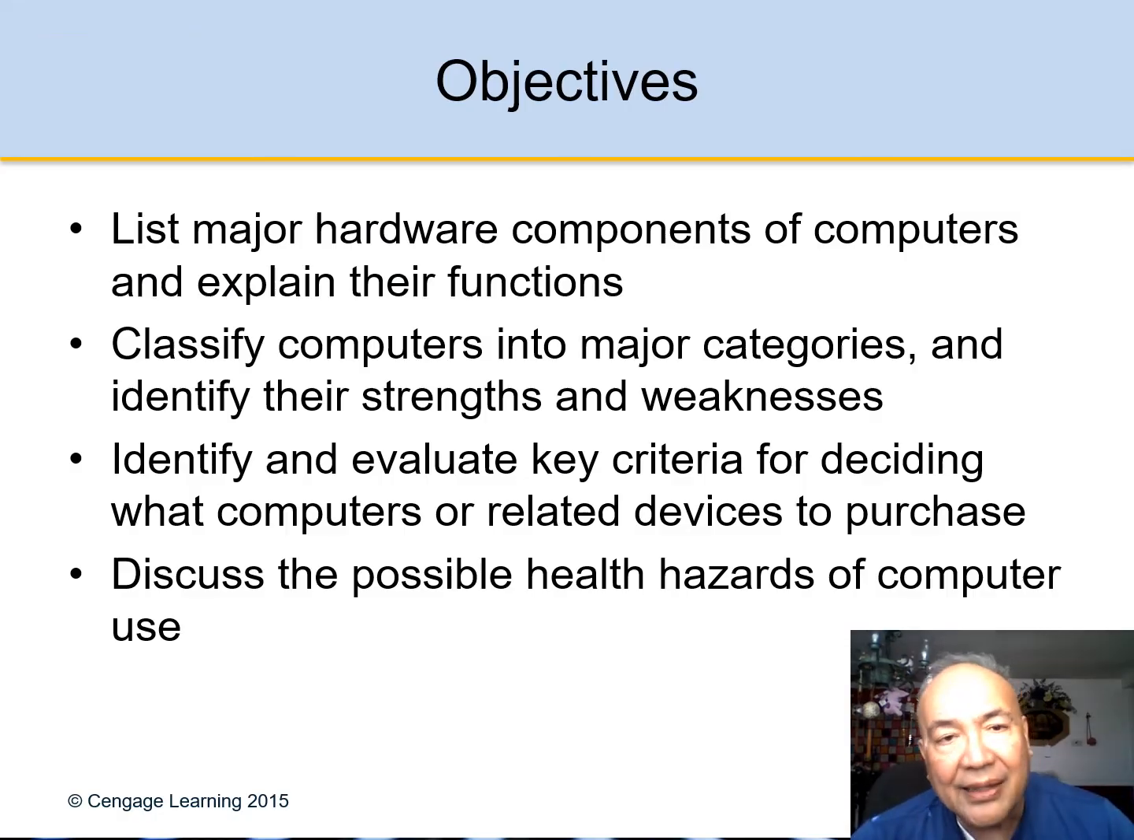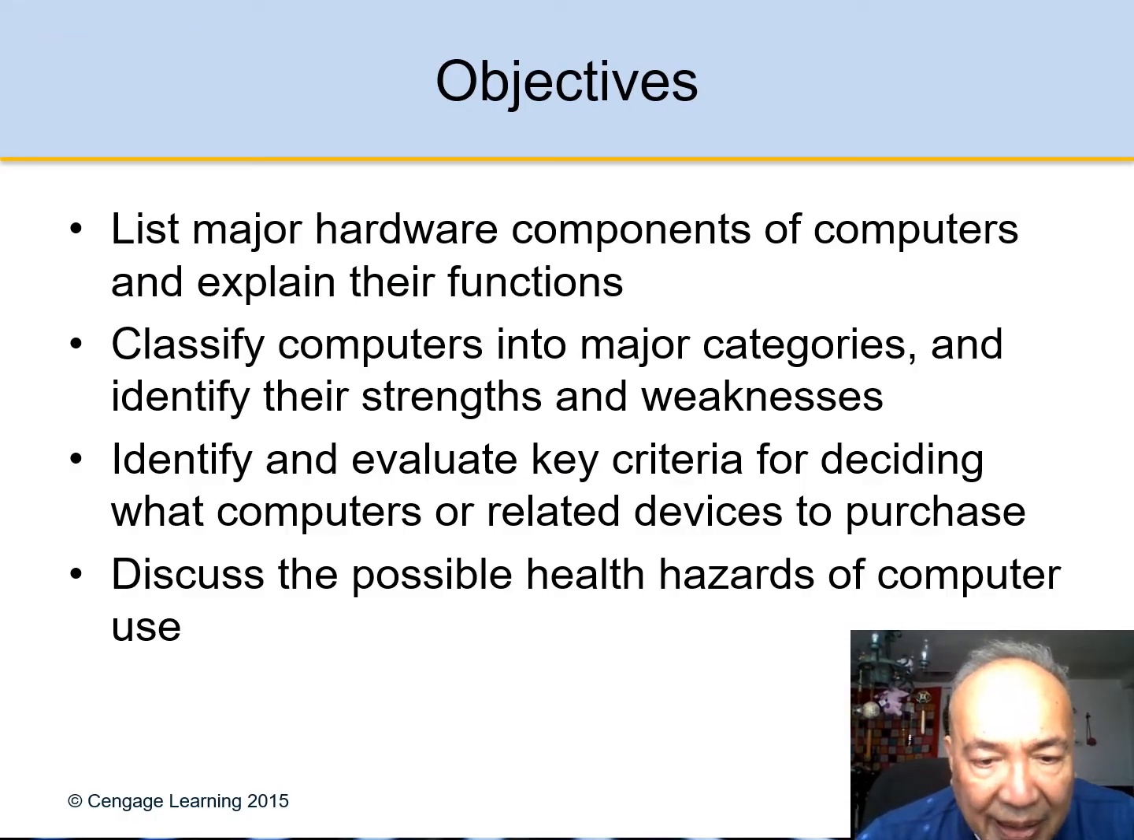Okay, first of all, let's list all the major hardware components of computers and explain their functions. And then after that, we will classify computers into major categories and identify their strengths and weaknesses. What are the major categories of computers? Identify and evaluate three criteria.